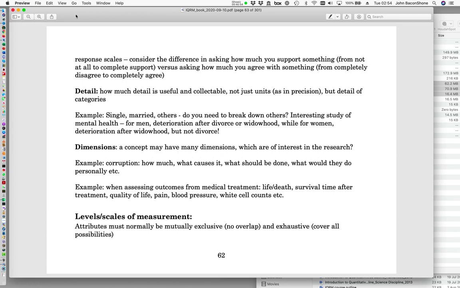But that's not the only aspect where there may be multiple dimensions. Even in things which are apparently quite objective, it turns out sometimes there are still many different dimensions. So one example is outcomes from medical treatment. In some ways, the most fundamental outcome from medical treatment is life or death, right? So if you're talking about people who are dealing with a very serious disease, that may be your primary outcome. Are people alive or dead at the end of your study?